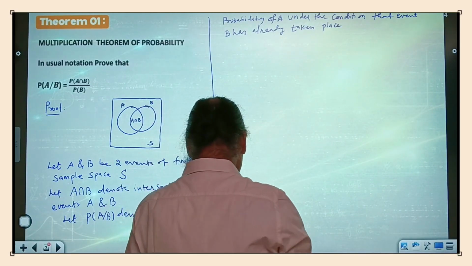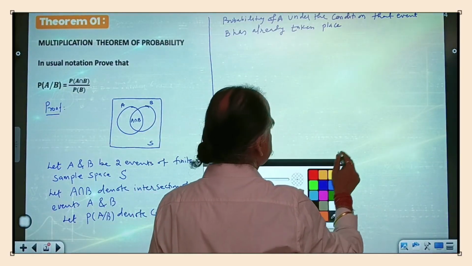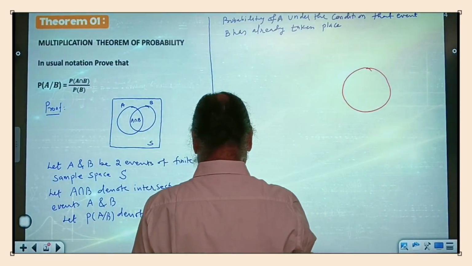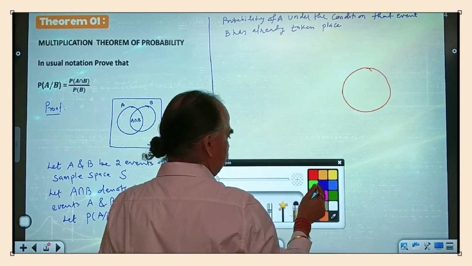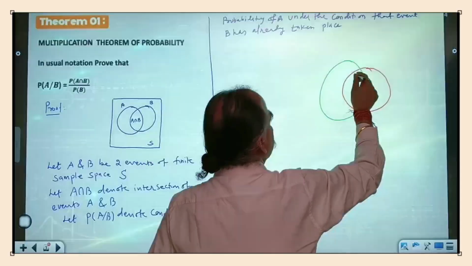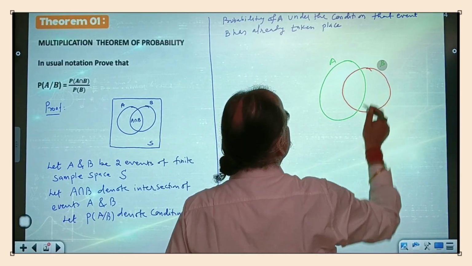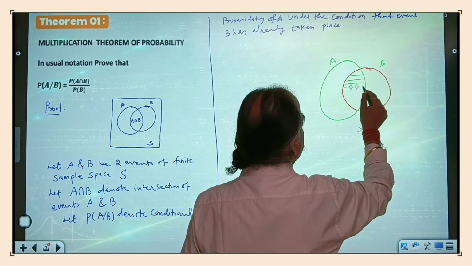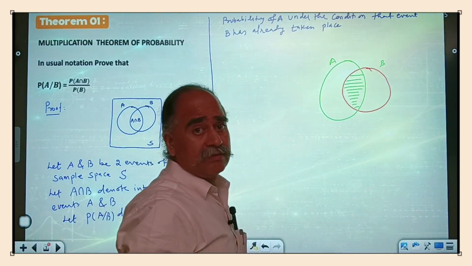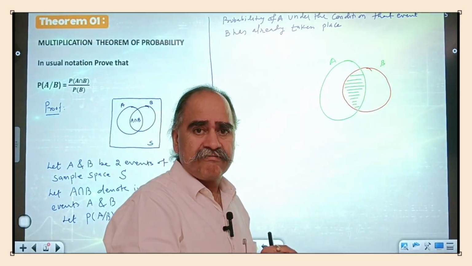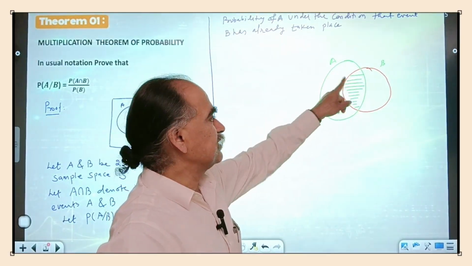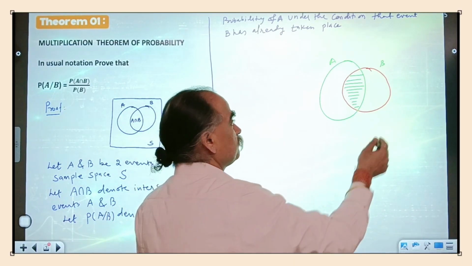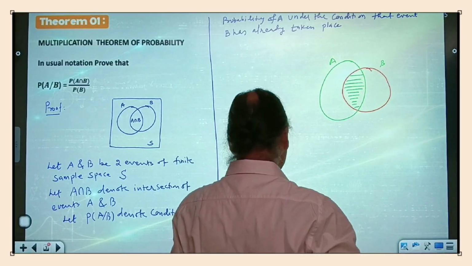Look here. Now it is given that B has already taken place. So this is B. So we have to just focus on it. When B has already taken place, what is A? This is A, this is B. When B has already taken place, A is only this much. So number of elements in A when B has taken place is nothing but this much, which is A intersection B. And since B has taken place, B will become what? Points in sample space.